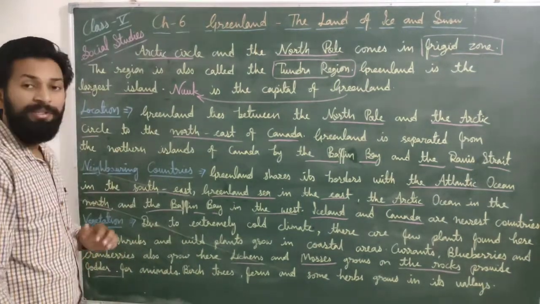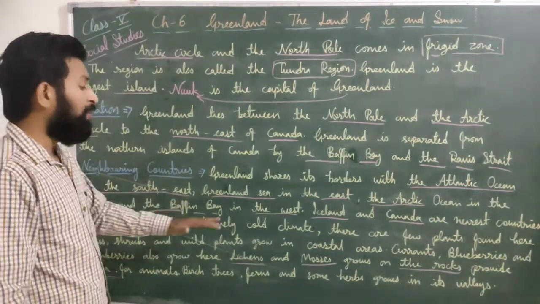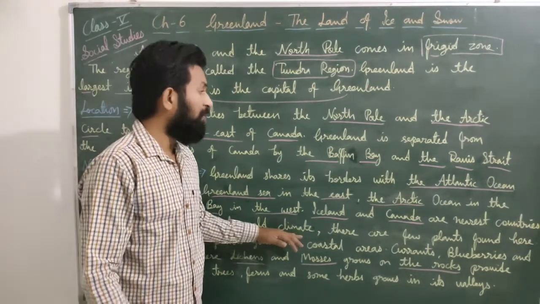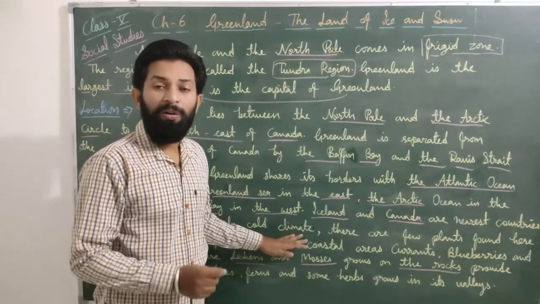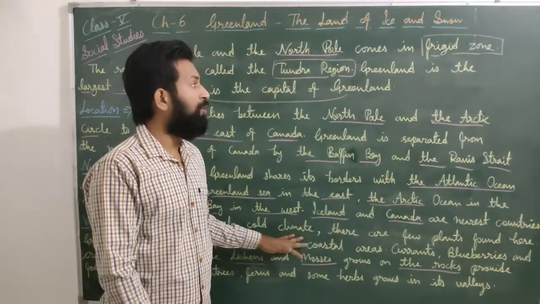Vegetation. Which type of vegetation is there? Due to the extremely cold climate, because the climate is too cold, it is known as the frigid zone, and the frigid zone is covered with snow and ice the whole year.